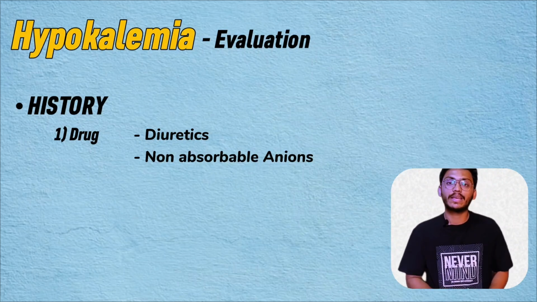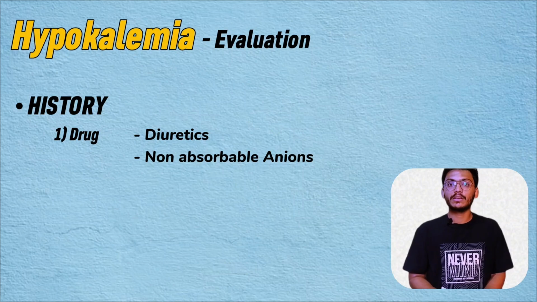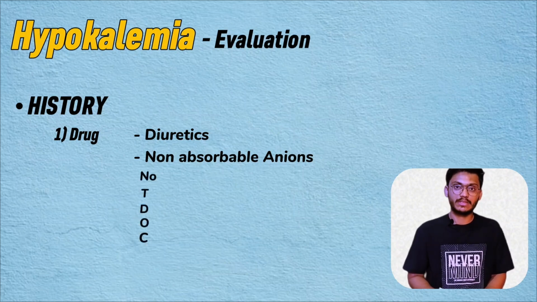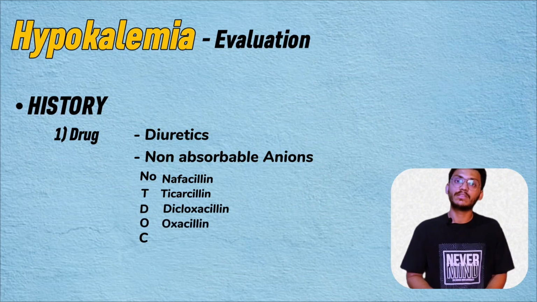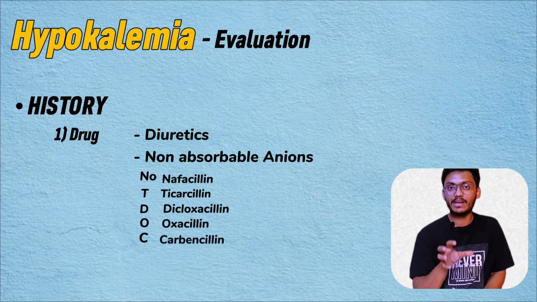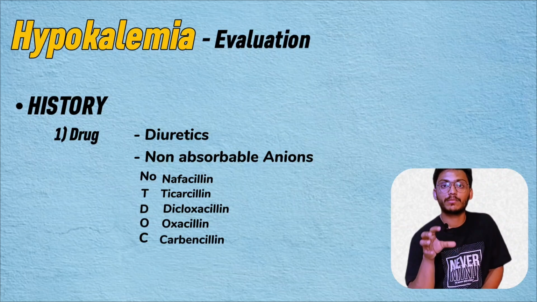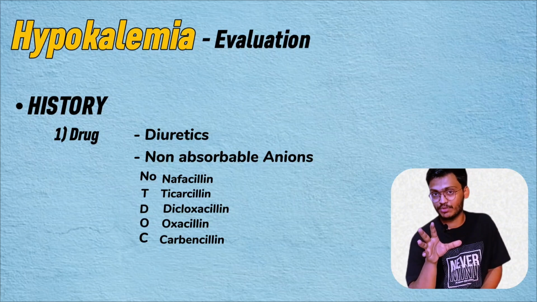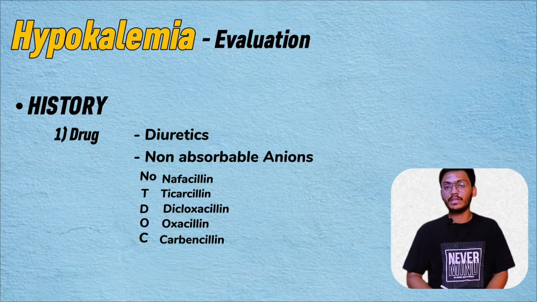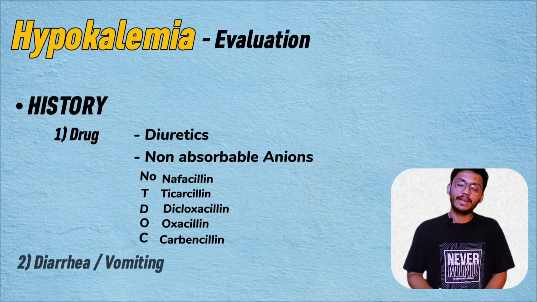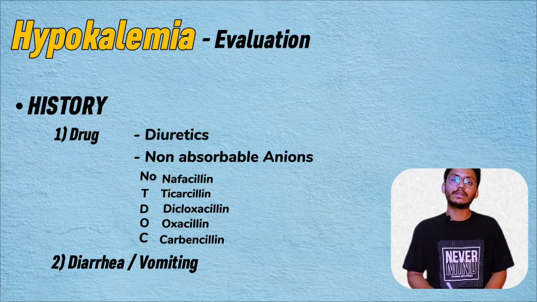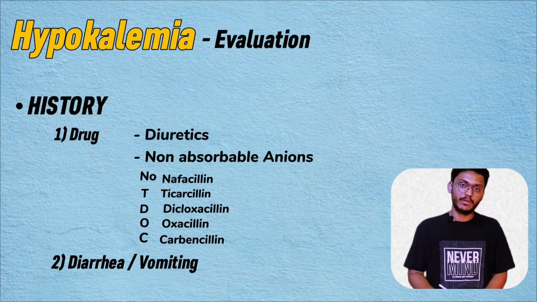These drugs can be remembered with the mnemonic NTDOC, not drug of choice. N means nafcillin, T means ticarcillin, D means dicloxacillin, O means oxacillin, C means carbenicillin. So these 5 drugs act as non-absorbable anions. That's why they cause hypokalemia. So the 2 drug histories that you should ask are diuretics and non-absorbable anions. The second history that you should ask about is diarrhea or vomiting. In both diarrhea and vomiting, you will see hypokalemia.